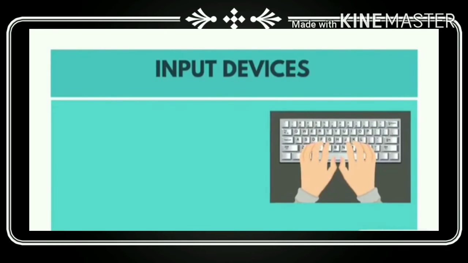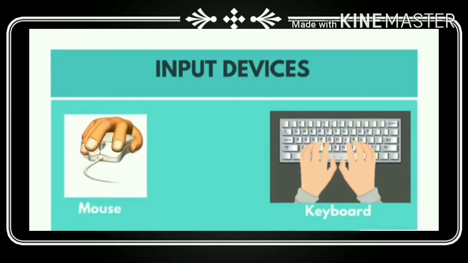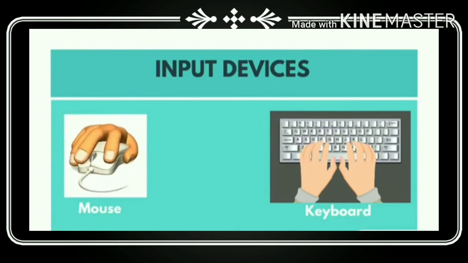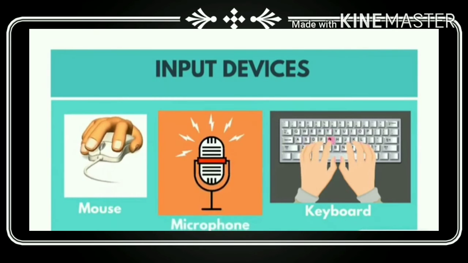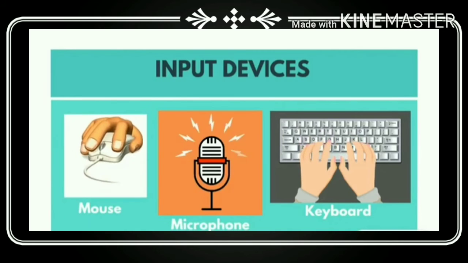For example, keyboard is used to input different numbers or words into the computer. We use mouse to click or select different options on the computer monitor, and we use microphone to record our own voice. For example, I use the microphone to record my voice for this video.